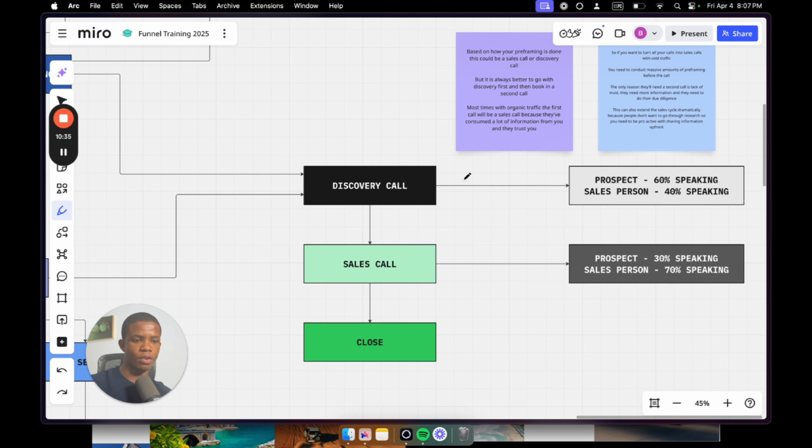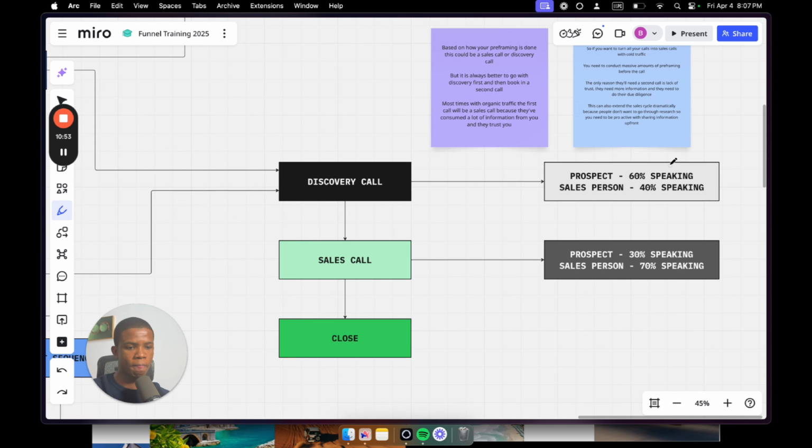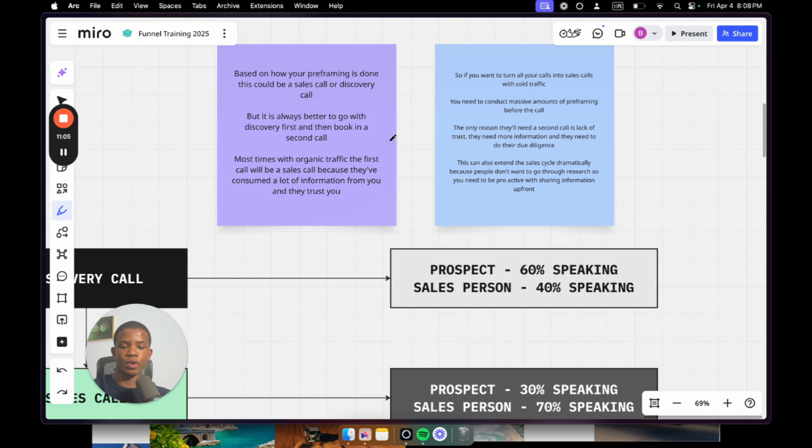So on the discovery call, the prospect should be speaking 60% of the time, even 70% of the time, depending on where they are in the sales cycle, basically, like what amount of education they have about your offer. So like you said here, it's always better based on how your pre-framing is done. This could be a sales call or a discovery call for you. But it's always better to go with discovery first and then book a call, because this way you also establish trust. Some people don't want to go straight away from the first call.